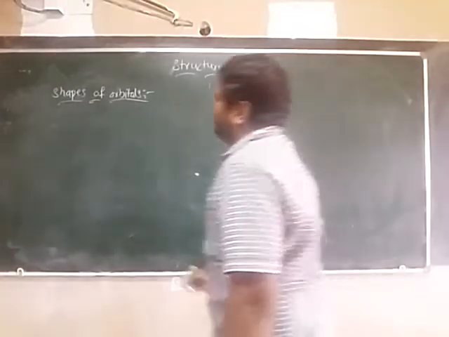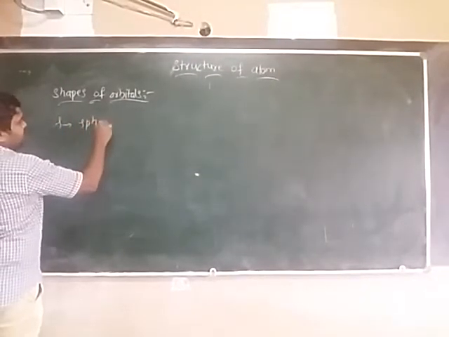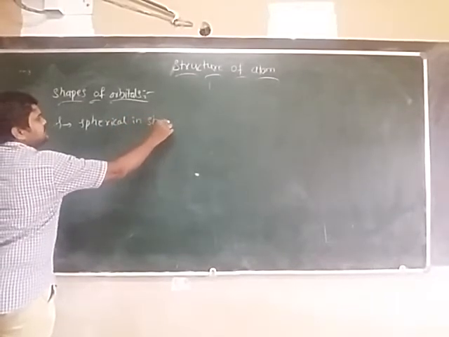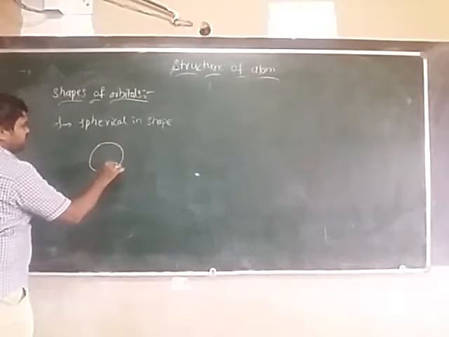Now we'll see the shapes. First, the s orbital. The s orbital is spherical in shape. So one sphere we can write.